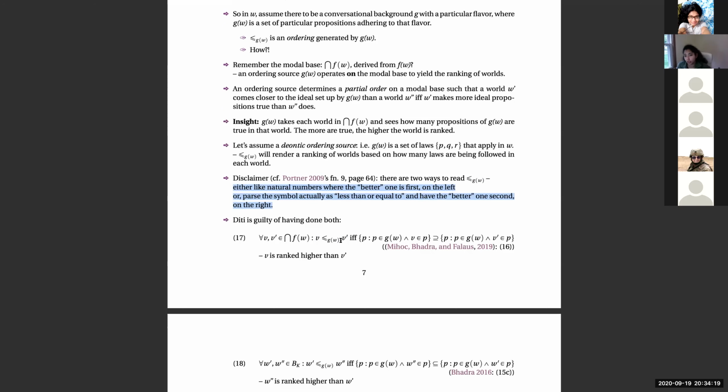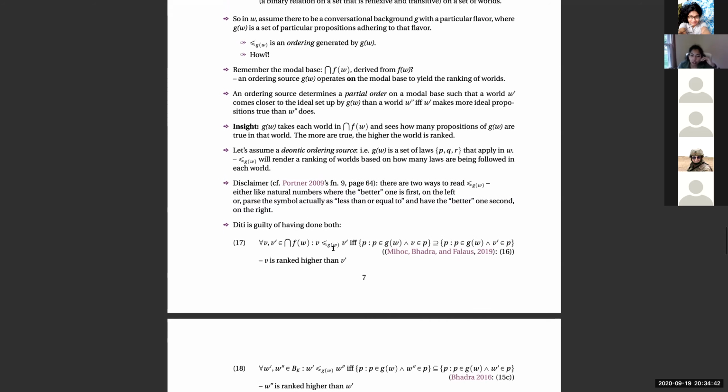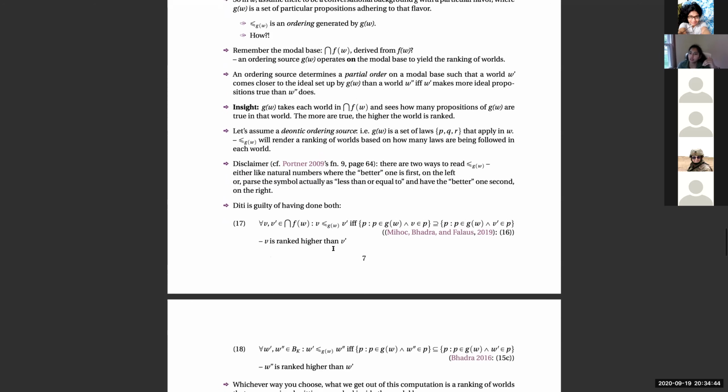People choose one or the other. I don't know if one person has chosen one over the other. This I just blame on peer pressure, number 17. These people wanted to write it like that. Okay, not my fault. Anyway, the point being both are true. Both are fine to write, as long as you write in words what you mean, right? So here I'm writing V is ranked higher than V prime. But let's look at what this means, right? What is the ordering source doing more than the notation?